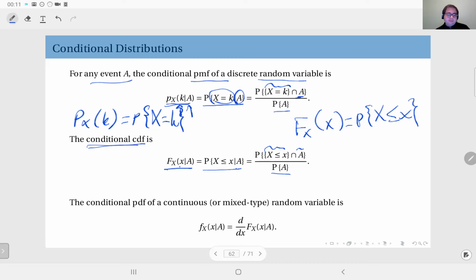Now you see the conditional CDF can be defined for both discrete distributions and continuous distributions. If you have a continuous distribution, or in the general sense, a mixed type distribution, you can differentiate the conditional CDF to obtain the conditional PDF of a continuous or a mixed type random variable, or a discrete one if you treat it with impulses. Okay, the conditional PDF given A is equal to, by definition, the derivative of the conditional CDF given A.